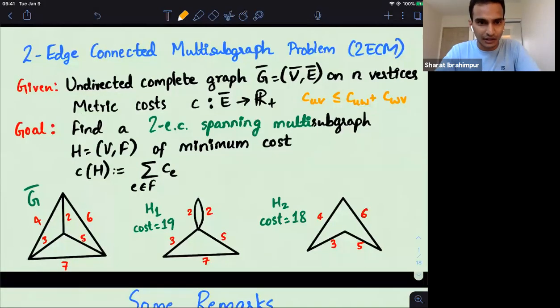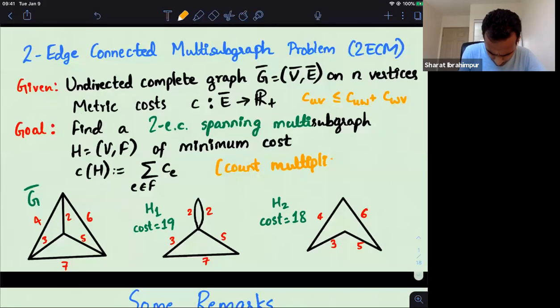Our goal is to find a 2-edge-connected spanning multi-subgraph H of minimum cost, where the cost of H is defined as the sum of costs of edges in H. Here we count multiplicities. Let me focus on the highlighted, the colored portions. Here, 2-edge-connected means in this subgraph, you can go between any pair of vertices in two distinct ways. There are two edge-disjoint paths between any pair of vertices. Spanning means the subgraph spans all the vertices.